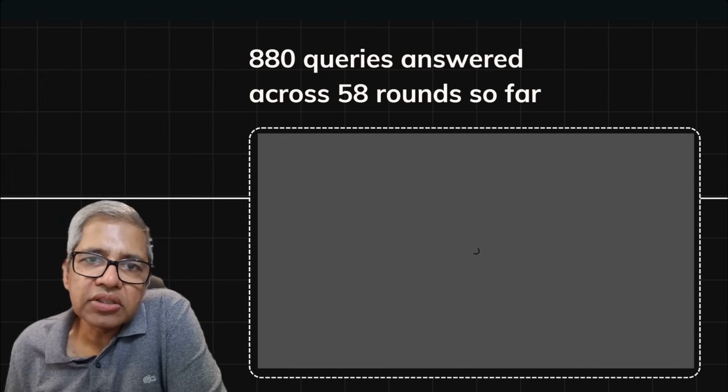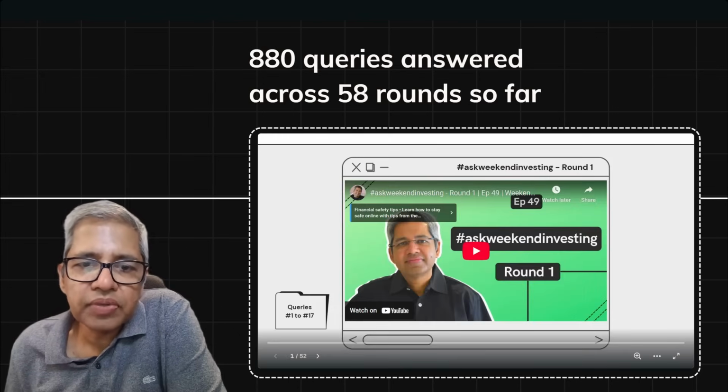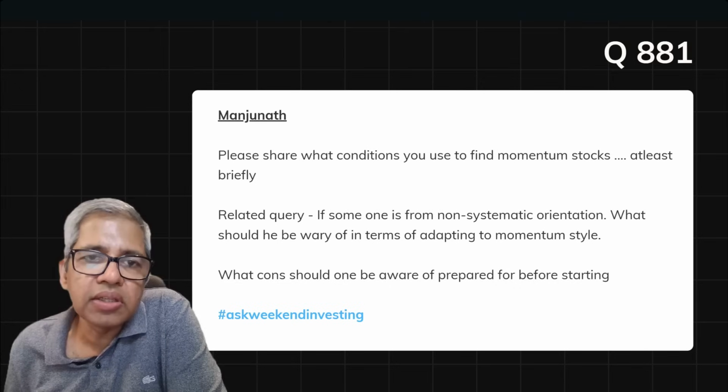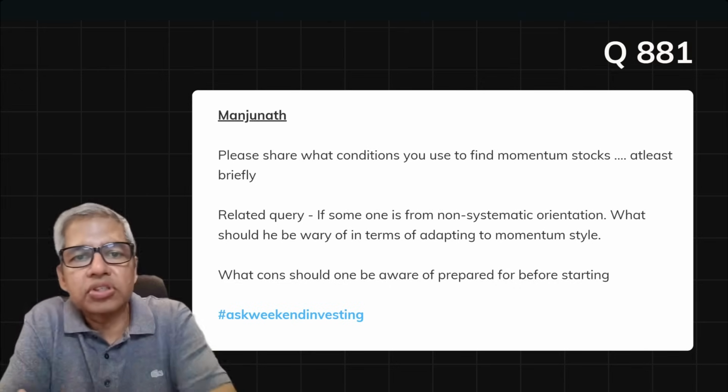880 queries have been answered across previous 58 rounds. All those 58 round links are available in the description. And let's start with the first one.